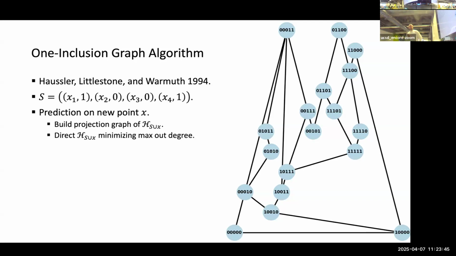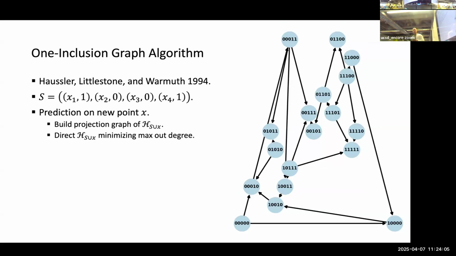And now the interesting thing that I do is I look at this graph. I ignore which one of them is my data point to make a prediction on. I just don't pay attention to who is X. So now I orient this graph to minimize the maximum out degree. So somehow I pick an orientation of all the edges so that the maximum out degree is as small as possible.